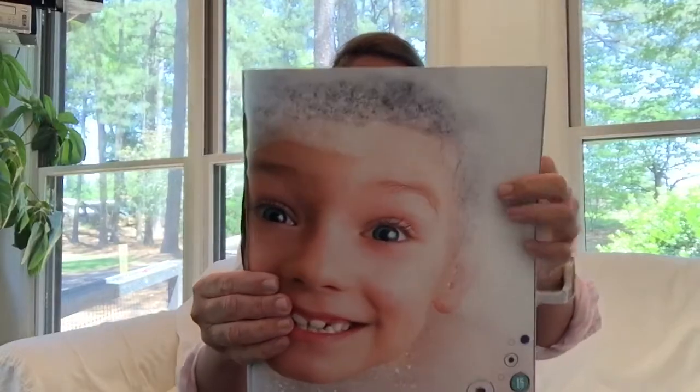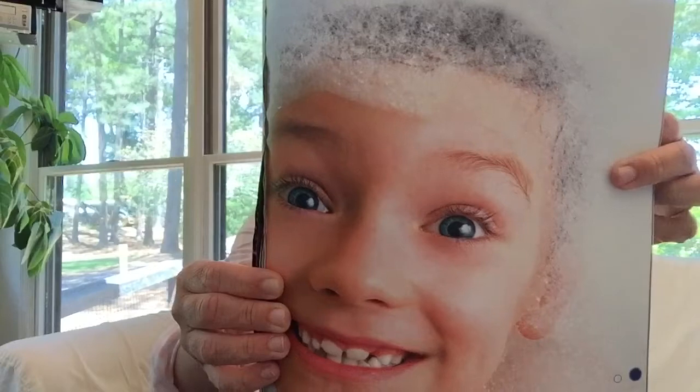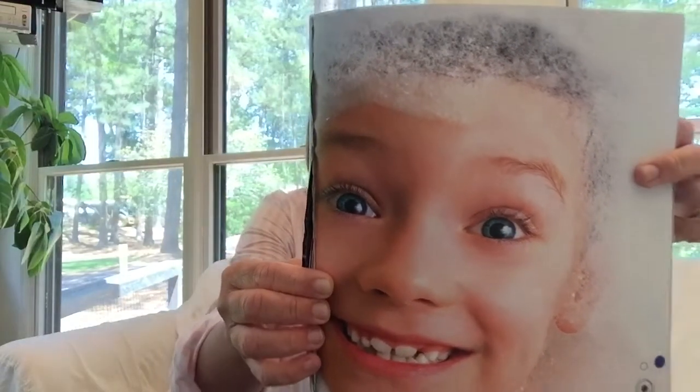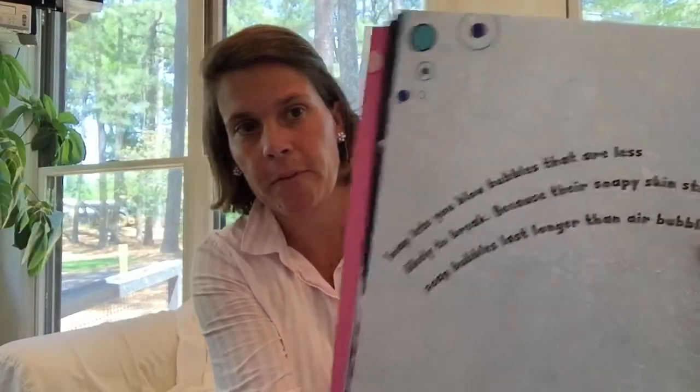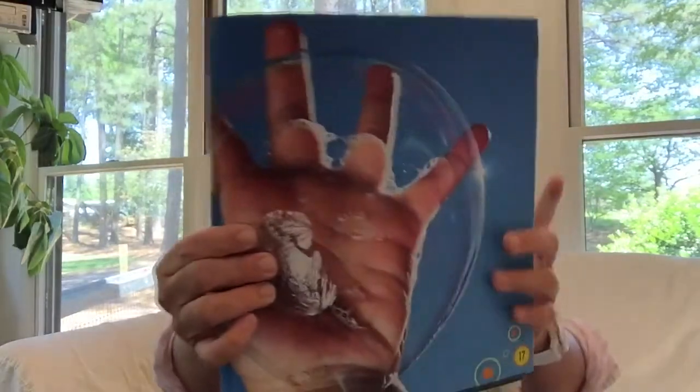Soap. Soap lets you blow bubbles that are less likely to break. Because their soapy skin stretches, soap bubbles last longer than air bubbles. See those bubbles? Can you touch a soap bubble? To hold a soap bubble, wet your hands with soap solution, then gently catch a bubble with your hand.